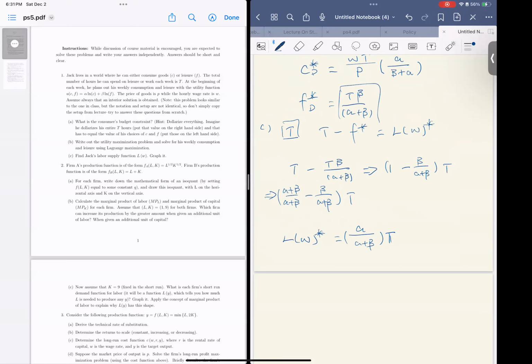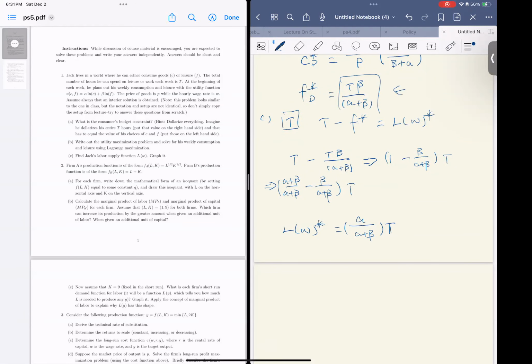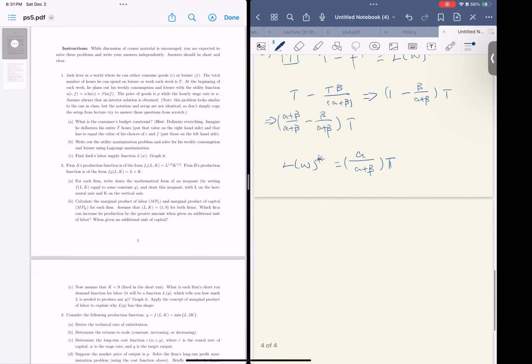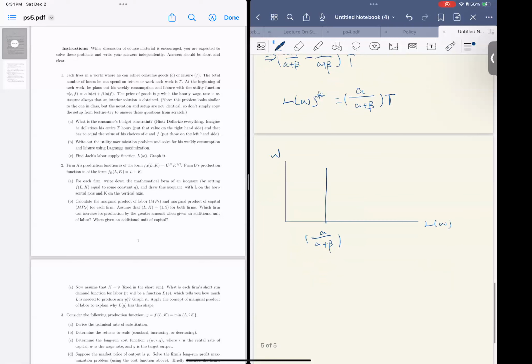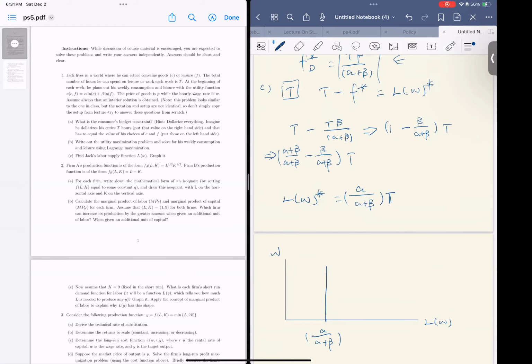Okay. So let's keep going. No matter how high your wage is, I'm still going to consume the fixed amount of leisure. So our labor decision will not depend on wage. Does it make sense? This will be our labor supply function graph. Any questions?